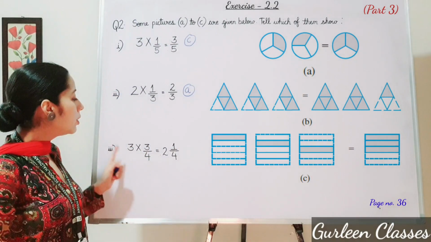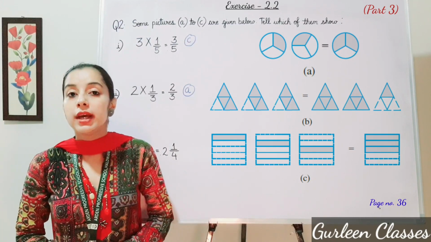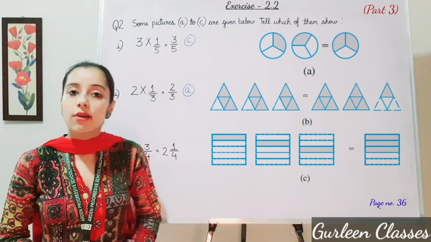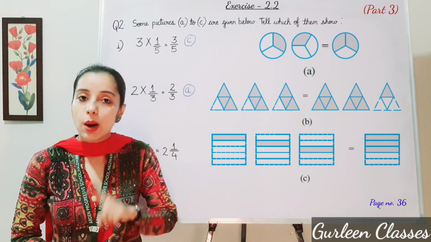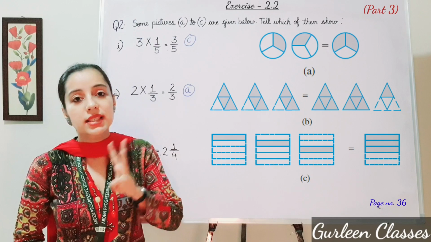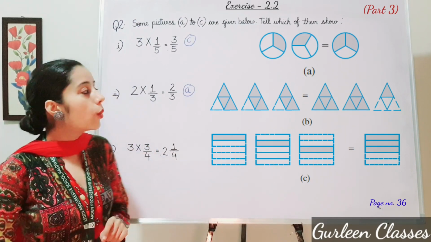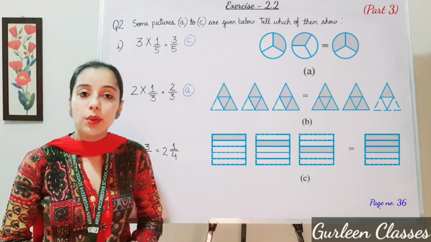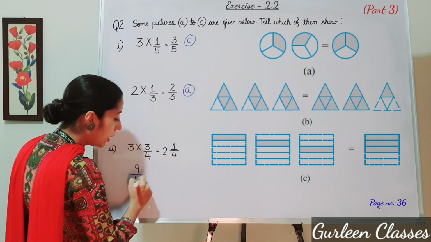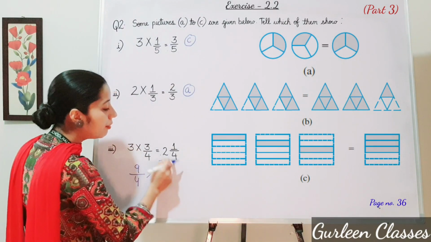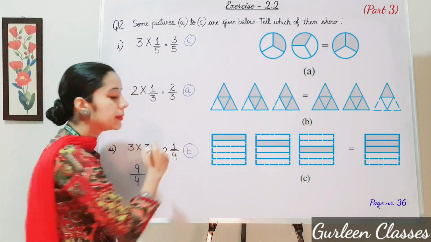Now third part, 3 into 3 by 4 is equal to 2 whole 1 by 4. If you see here B part, triangle is drawn. A triangle is divided into 4 equal parts. Out of 4 equal parts, 3 parts are shaded. So here we have fraction 3 by 4. And total 3 triangles are there. 3 into 3 by 4. Let us multiply, 9 by 4. Convert this into mixed fraction. We have 2 whole 1 by 4. So third part answer is B.